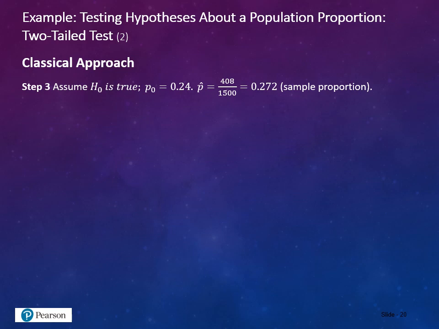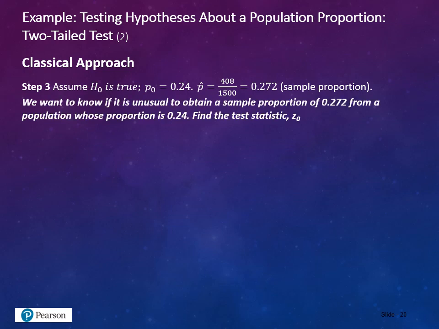So our next step is that if we assume the null hypothesis is true, then our sample statistic is p sub 0, and our p hat, our actual probability from our sample, was 0.272. So we want to know if the survey that Gallup did in 2018 is unusual, or is it just part of a parameter? So we want to know if it's unusual to obtain a sample proportion of 0.272 from a population whose proportion is 0.24, okay?